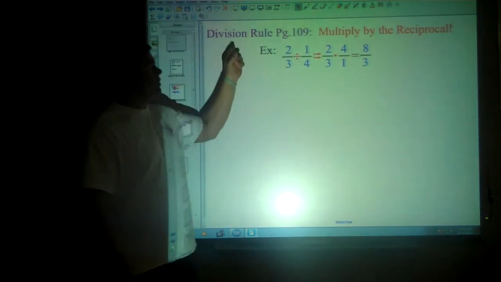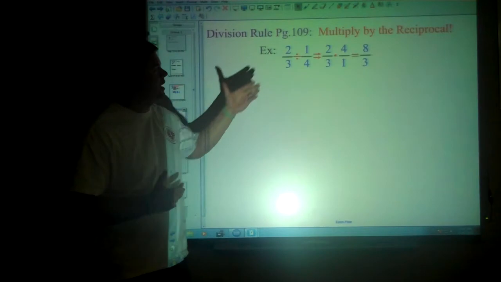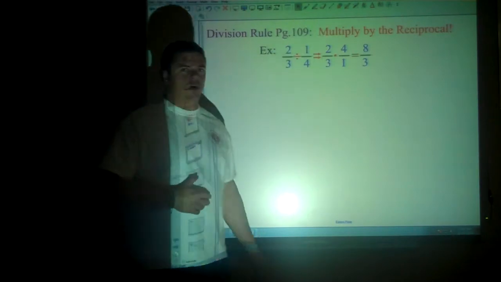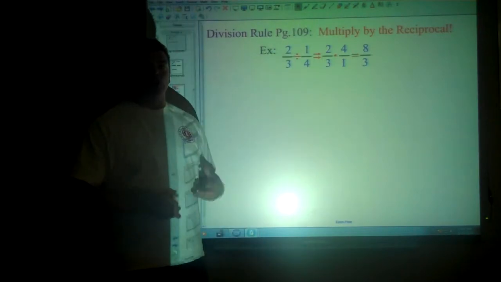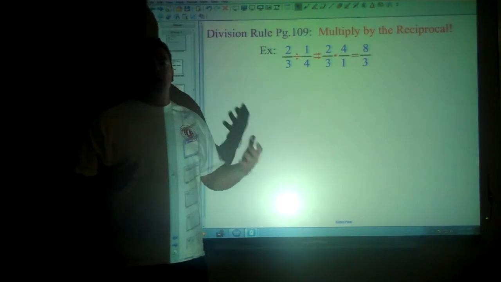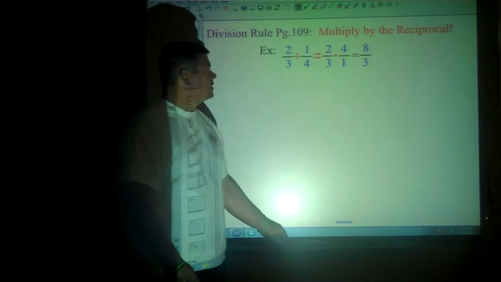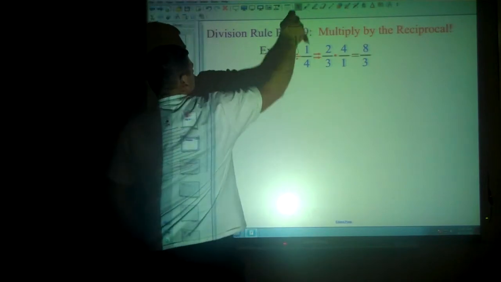Now, we have a division rule, but I don't want to get caught up in the division rule because in fact, it just means to multiply by the reciprocal. So a lot of us struggle with division and we get all bent out of shape about division. Just remember, division is multiplication in disguise. So you can actually twist it a little bit and create yourself a multiplication situation.